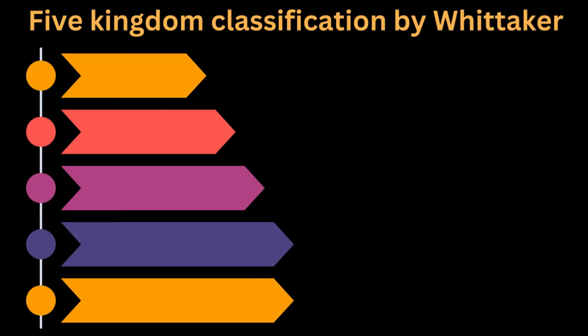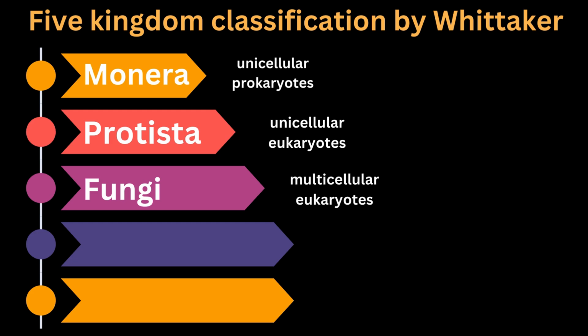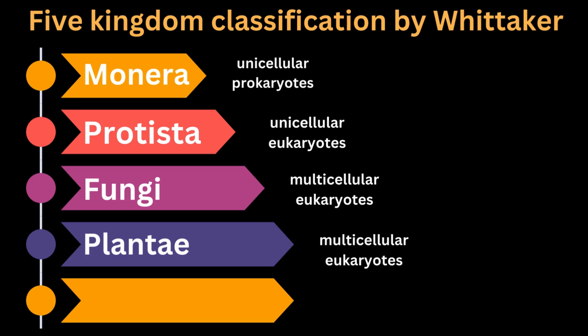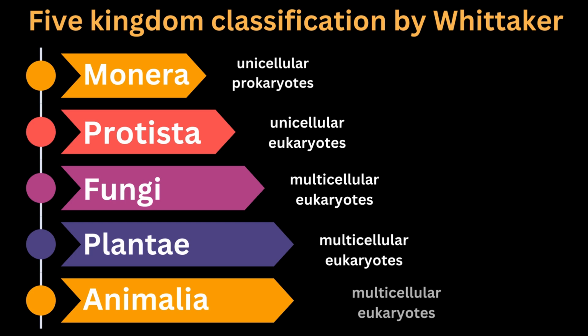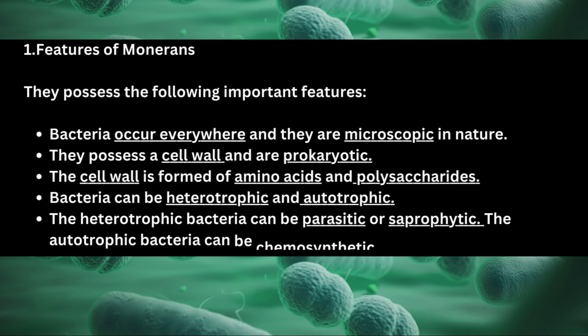The 5-kingdom classification system categorizes life forms into Monera, Protista, Fungi, Plantae, and Animalia, based on cellular structure, nutritional methods, and reproductive strategies, reflecting evolutionary distinctions. Let's explore each kingdom and its characteristics in detail. 1. Features of monerans. They possess the following important features.